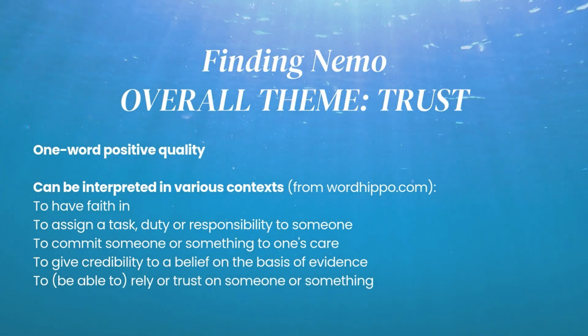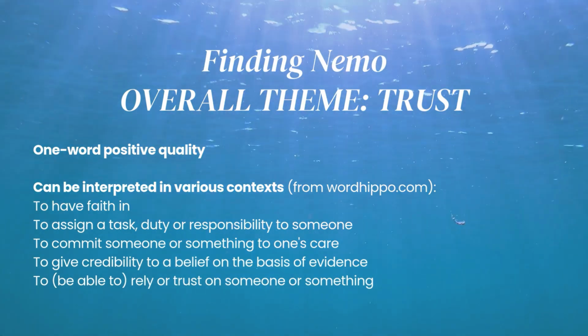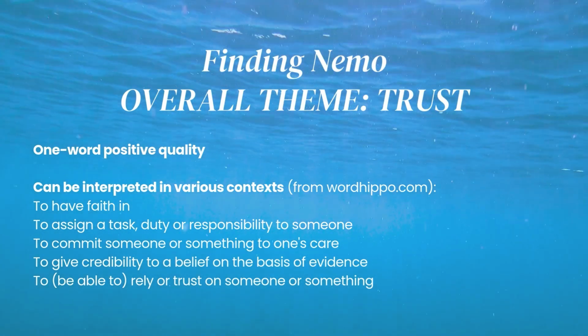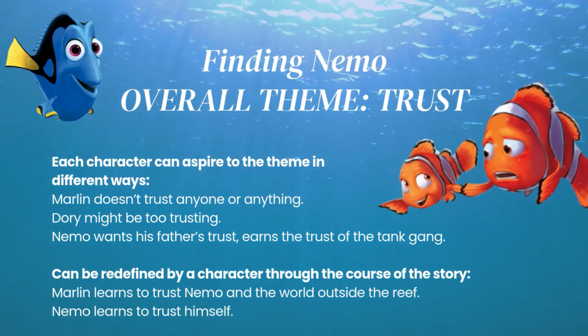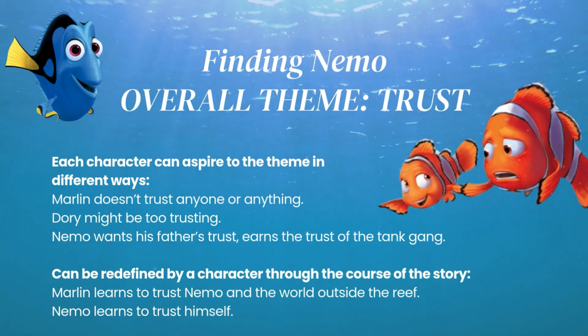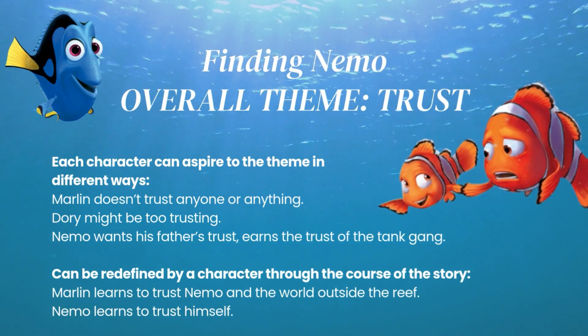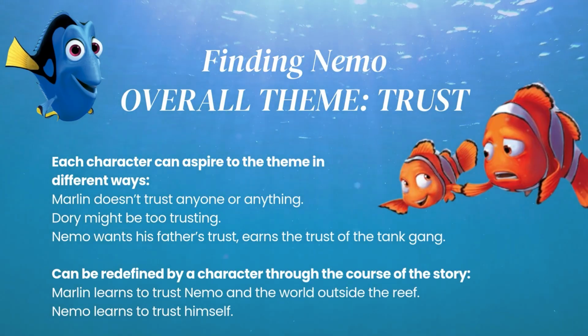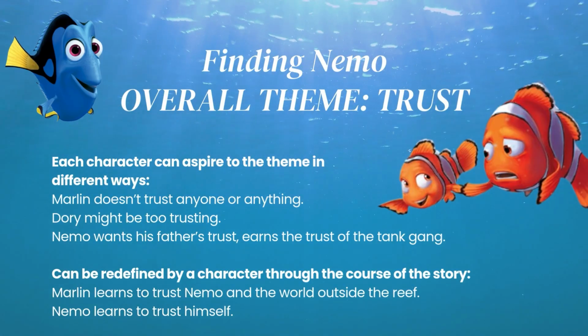So there's more context listed there than this, but these are the ones that I think you can see illustrated in the movie. Each character can aspire to trust in different ways. At first, Marlin isn't trusting anyone or anything. If anything, Dory is too trusting. And Nemo wants trust. He wants trust from his father. He wants the tank gang to trust him.